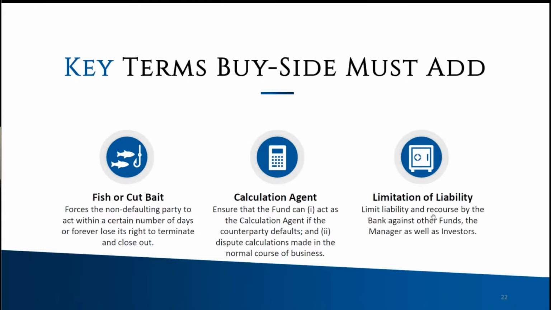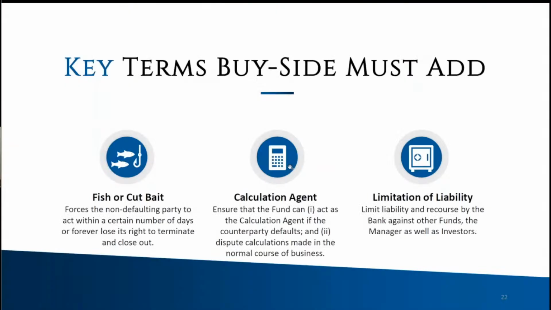Finally, limitation of liability. In an ISDA and in every other trading agreement that your fund has, you must include limitation of liability wording. This is to limit recourse by the bank against other funds that you might manage, against the manager itself, and against any investors. So it's belts and suspenders, but it's important to have it there to protect yourself and to protect your investors. And a number of investors will look for this type of thing in their due diligence.